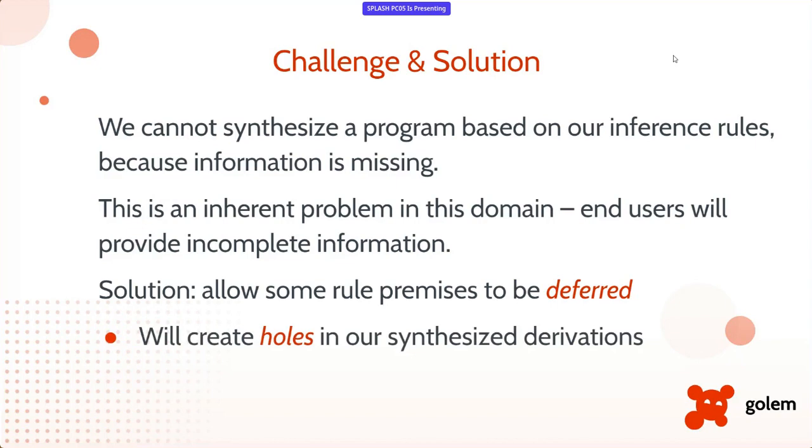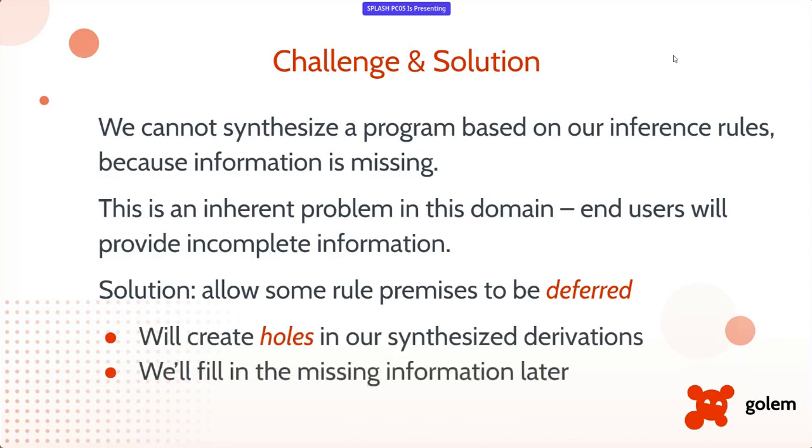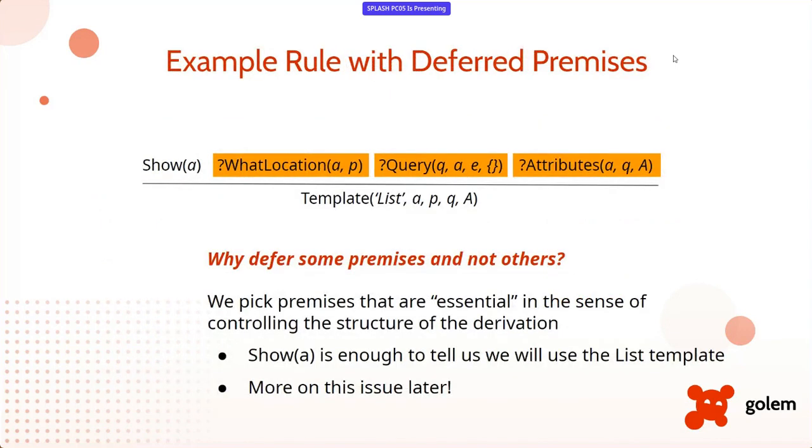And these deferred premises, when they're not provided, they'll create holes in our synthesized derivations, and then we'll fill in the missing information later. So again, to go back to a concrete illustration, here I've rewritten the rule, but I've marked 3 of the premises as deferred. So a deferred premise is one that might be missing, and it's okay if it's missing. In that case, we'll just kind of go on and then come back to it later.